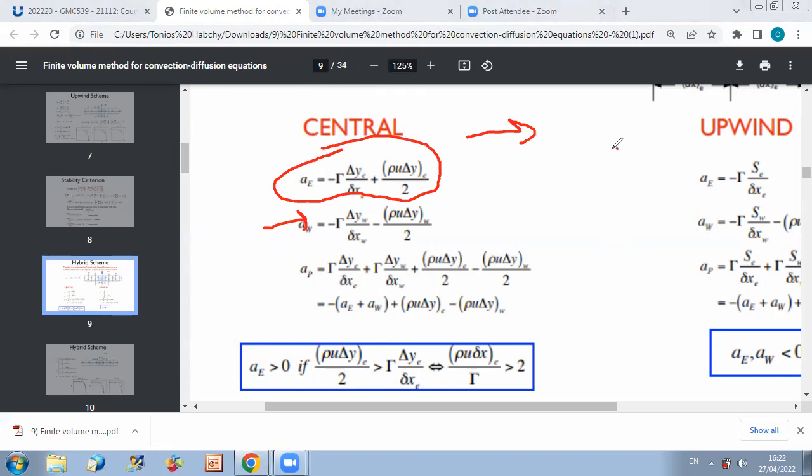You can verify also if u is negative, you have the same condition. If u is negative, the condition to have stability of the central scheme is that the Peclet number of the cell is smaller than 2. But instead of dealing with delta x east, we deal with delta x west, because in the coefficients the sign flips. And you have different coefficients because this is affected by the flow direction. Last time we derived what the coefficients are if u is positive and what they are if u is negative.